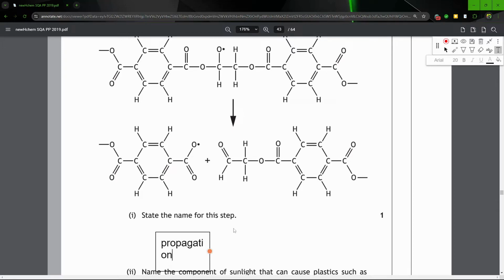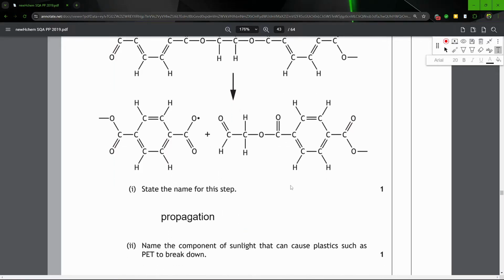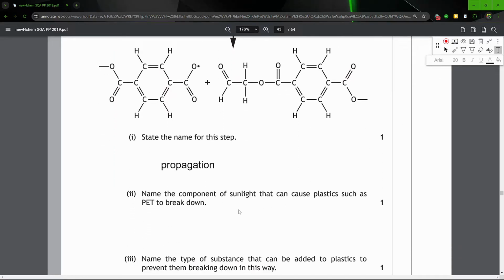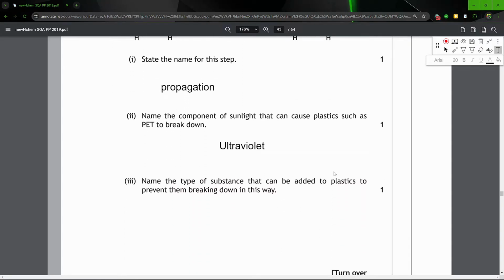Boom, boom. Name the component of sunlight that can cause plastics of PET to break down. It will be ultraviolet. I think I just said ultraviolet. Oops. Yeah, that's a bit better. Name the type of substance that can be added to plastics to prevent them from breaking down this way. So that would be free radical scavengers.